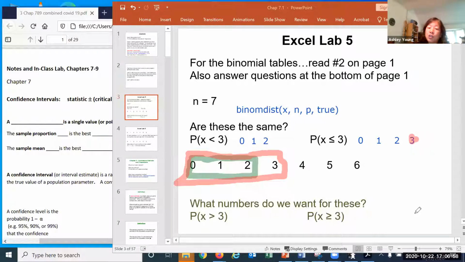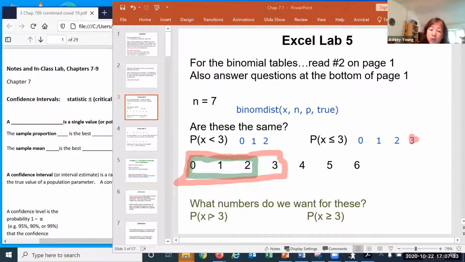So then my next question to you is, what about these ones? This is greater than. What numbers do we want for these? Remember, n is 7. What numbers do we want for these ones here? I want you to take 15 seconds and think about what numbers we want for those. Okay, so someone share with me what numbers do we want for this first one?